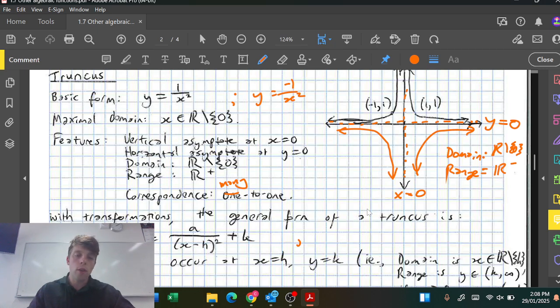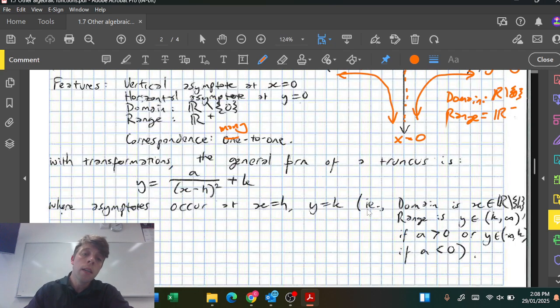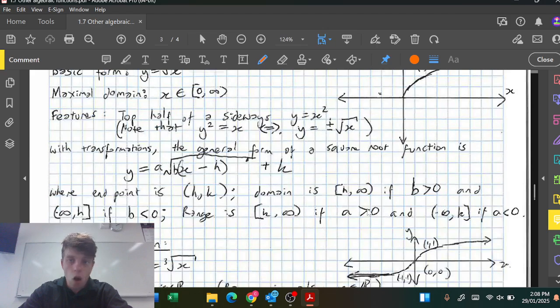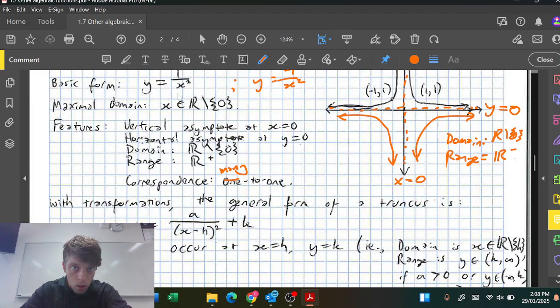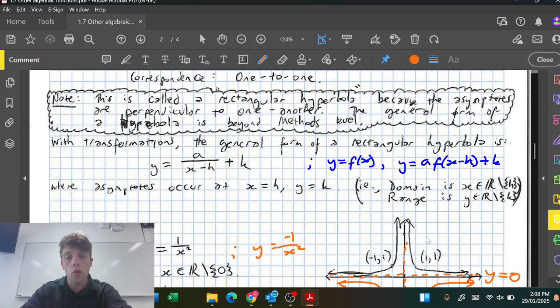And again, this is about the transformation stuff that we spoke about earlier. We get this form, we can see that there are asymptotes that occur at x equals h and y equals k. The domain is all of the real numbers excluding h. The range is from k up to infinity. Okay, so you don't really need to know a lot of this. You just need to kind of know what the basic form looks like and how to apply the transformations and what these graphs kind of look like.